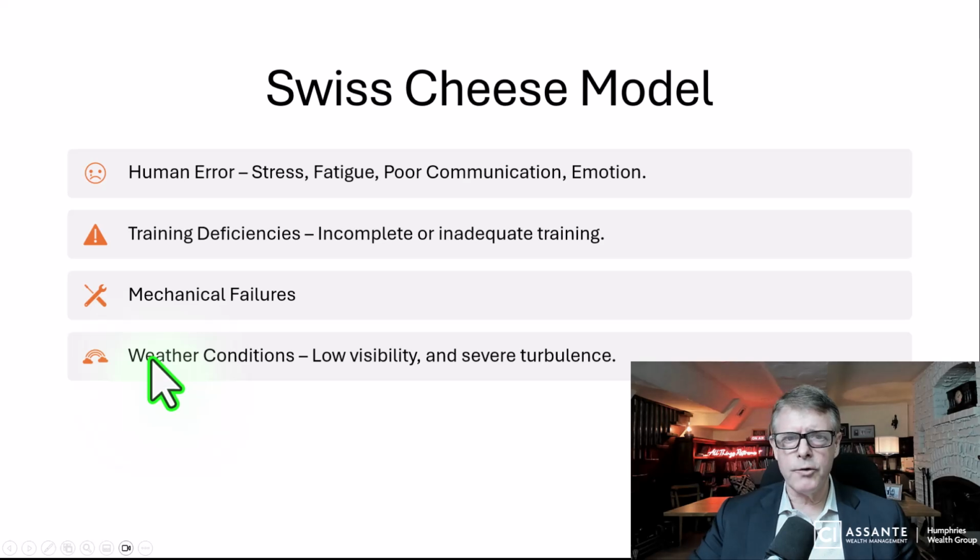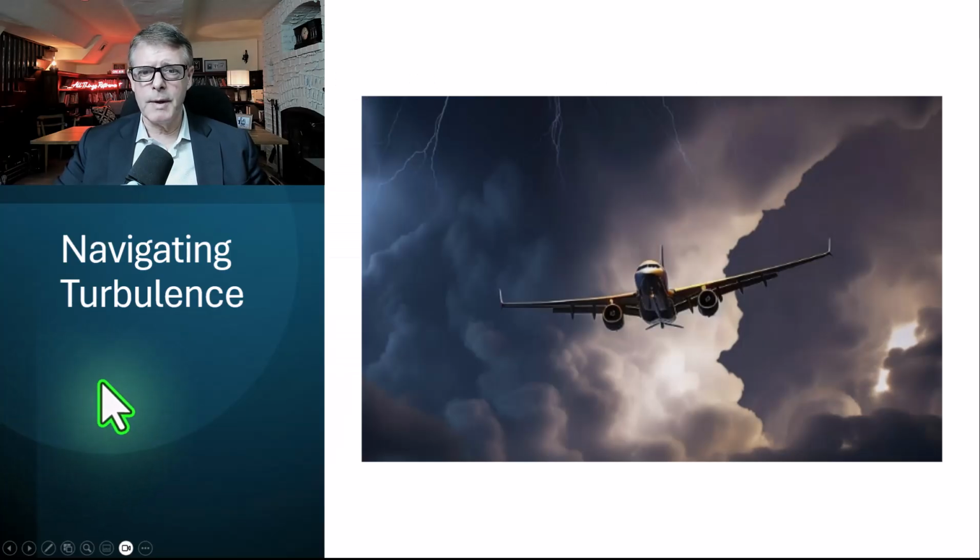Item number 4 in the Swiss cheese model is weather conditions, low visibility, and severe turbulence. Obviously, pilots, aviators are constantly checking the weather. It's an important part of their planning process. Now, we have turbulence as well. What is that turbulence? Well, when you think through it, good examples would be economic turbulence, stock market or investment market turbulence. It could be turbulence in our personal lives, the death of a partner, separation, divorce, problems with our kids, problems with work. There's all kinds of things that come up that create turbulence in our lives.